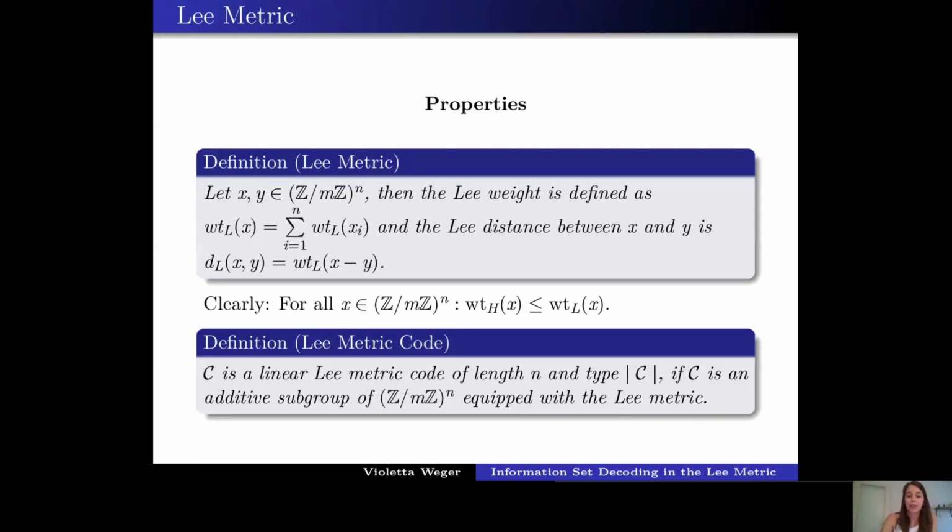So when I say Lee metric code, what I mean is an additive subgroup of Z mod m to the n. And now, because we are over finite rings and not finite fields, we don't even have a dimension. What we can put as a parameter for our code is the type, that is the cardinality of the code.